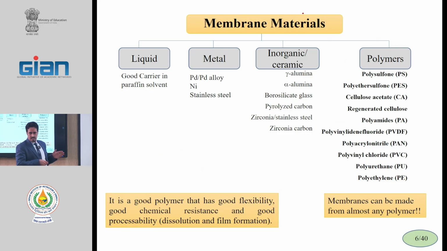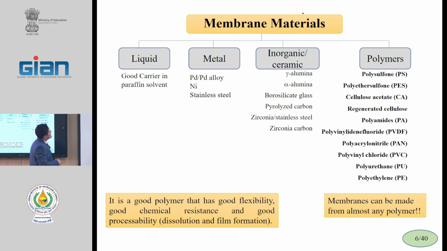In daily industry, we usually use ceramic membranes. When we have a hot stream, hot gas, hot water, we use ceramic membranes because polymeric membranes are destroyed at high temperature. Usually polymeric membranes are used below 50 centigrade temperature. But ceramic membranes can be used up to 100, 300 centigrade.